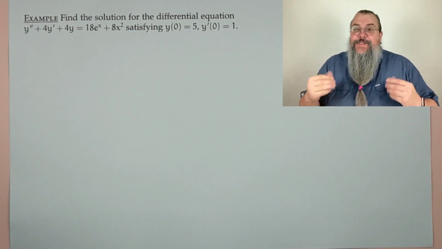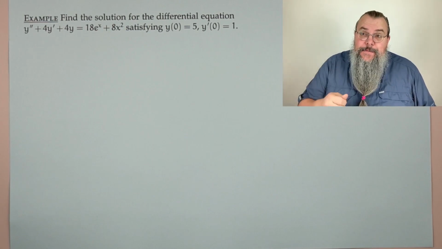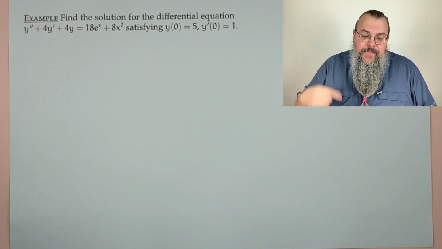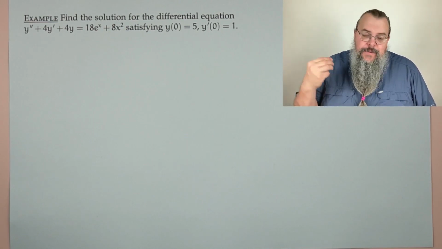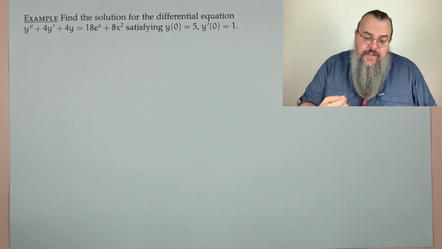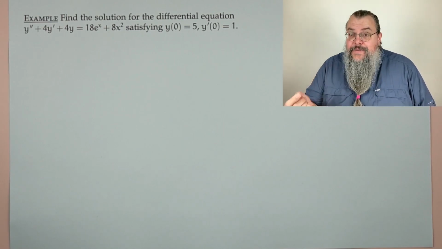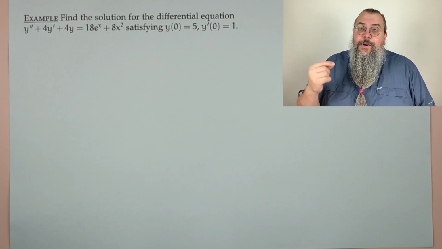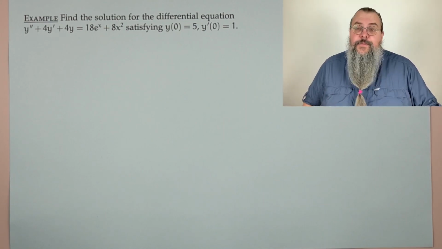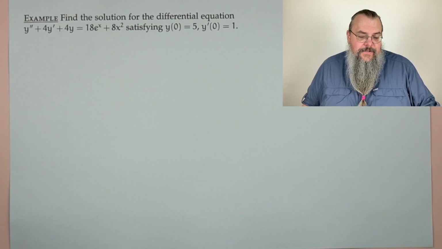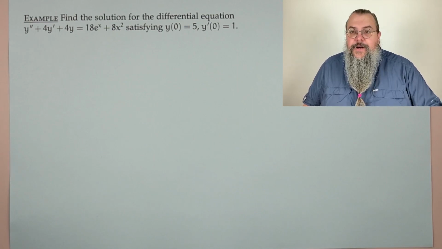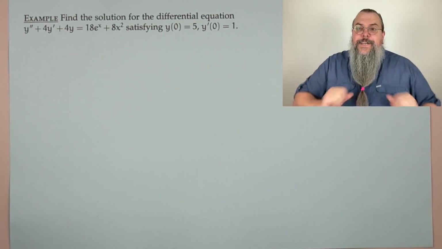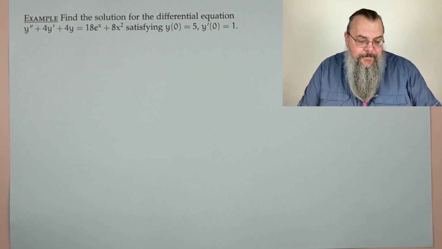Find the solution for the differential equation y double prime plus 4y prime plus 4y is equal to 18e to the x plus 8x squared, satisfying the initial conditions y of 0 equals 5, y prime of 0 equals 1. All right, well, here we go.